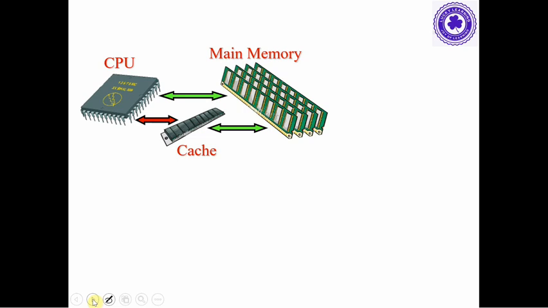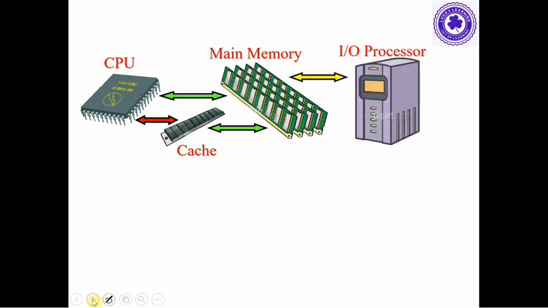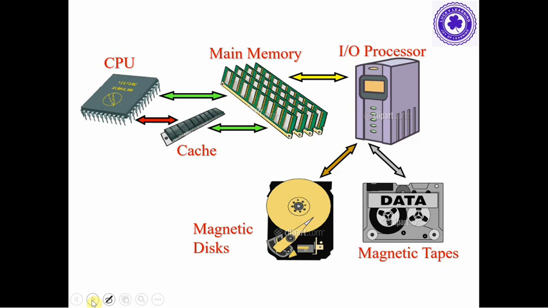What does main memory contain? Active programs. How are active programs brought into main memory? All the programs are available in the magnetic disk and magnetic tapes. These are auxiliary memory. Auxiliary memory contains inactive programs. Through the IO processor, when those inactive programs are to be executed, they should be brought into main memory, so that those programs are called active programs. These active programs can be read by the CPU and executed.